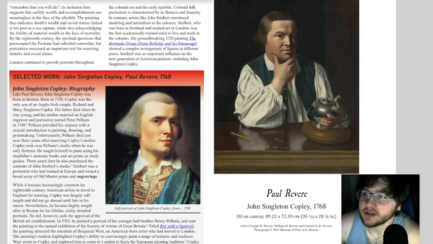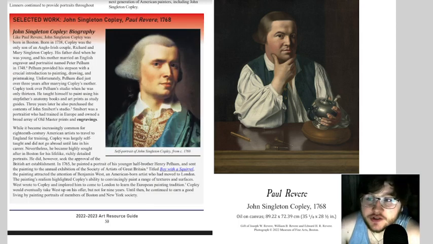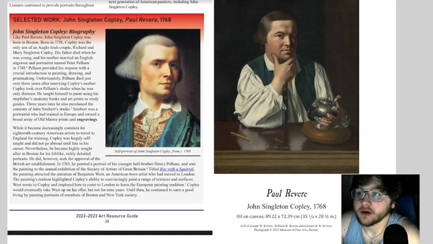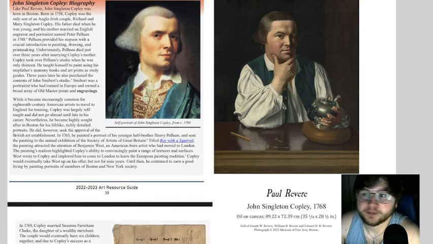Smibert, who was born in Scotland and studied art in London, was the first academically trained artist to live and work in the colonies. His groundbreaking 1728 painting, The Bermuda Group, showed a complex arrangement of figures in different poses. Smibert was an important figure in the next generation of American painters, including John Singleton Copley. Selected work: John Singleton Copley, Paul Revere, 1768.